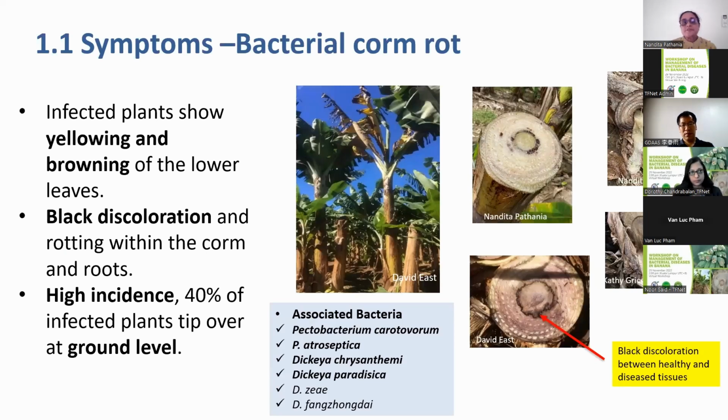The external symptoms of bacterial corm rot are often confused with Fusarium wilt infected plants. They show yellowing and browning of the lower leaves, but when they are cut open at ground level, you can see black discoloration and rotting within the corm and the roots, and it is quite evident in the pictures. Even highly infected plants are able to produce bunches, but the plants do not support the weight of the bunch, and often the infected plants tip over at ground level.